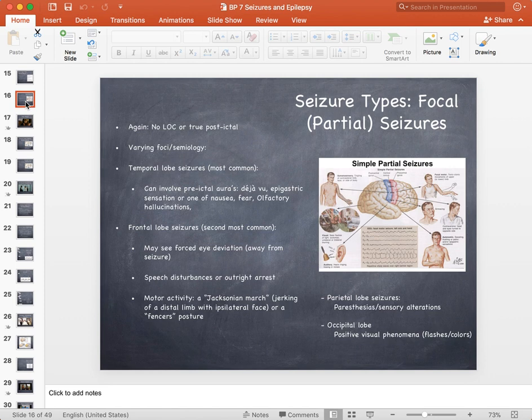In the parietal lobe, you'll get paresthesia, sensory disturbances. And in the occipital lobe, where your visual cortices are, you can get what we call positive visual phenomena. So things that aren't there: flashes, colors, something like that.